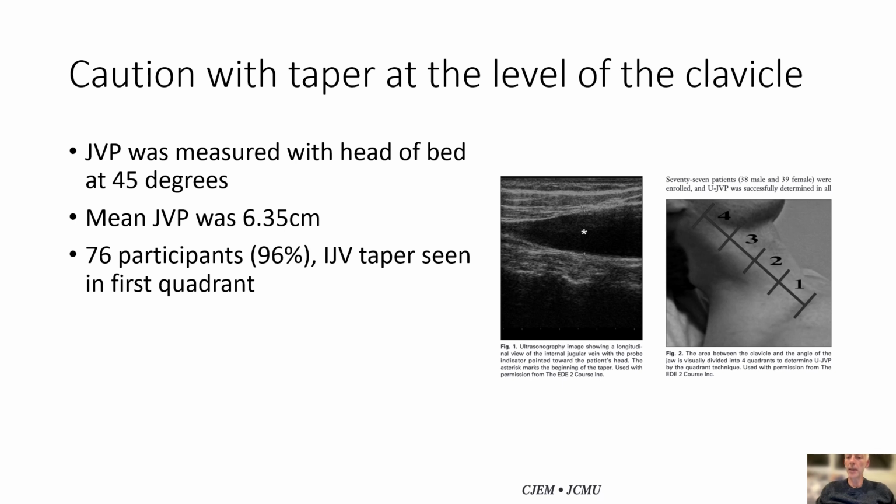We suggest that if the location of maximal tenting is just above the clavicle, lower the head of the bed. If the location of maximal tenting remains just above the clavicle, the location of tenting is likely related to previously mentioned anatomic phenomenon, and the true JVP probably lies at or below the level of the clavicle.